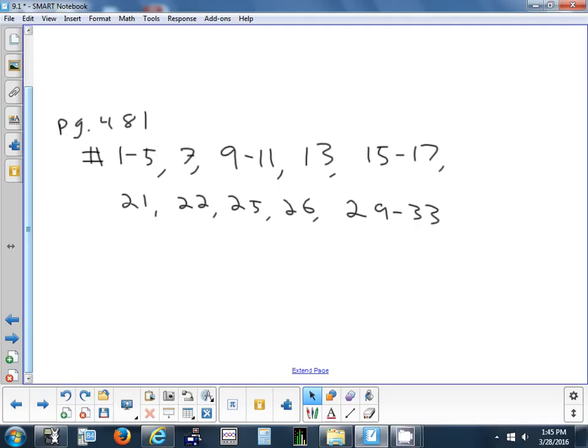All right, so homework, a lot of graphing, so make sure you have your calculator, and some of it's just writing windows. So on page 481, try 1 to 5, 7, 9 to 11, 13, 15 to 17, and it kind of skips around, 21, 22, 25, 26, and 29 to 33. Okay, some problems you'll remove the parameter, some you'll write things parametrically, a little bit of graphing, and finding start points and end points. Okay, and we'll go over that tomorrow.